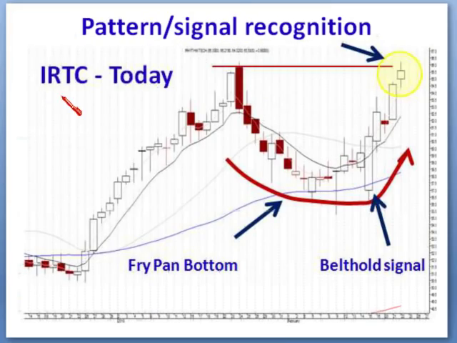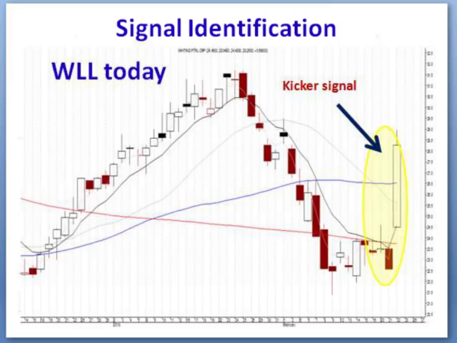So IRTC closed today right here. Look at your big fry pan bottom. What kind of added acceleration? Your belt hold signal, which told you that you wiped out a lot of sellers. So right now, we'd be a buyer of this one on positive trading tomorrow, telling us wave 1, fry pan bottom, wave 3 breakout. So the scanning process allows us to spend most of our time analyzing which trades we want to make versus having to go out and find those.